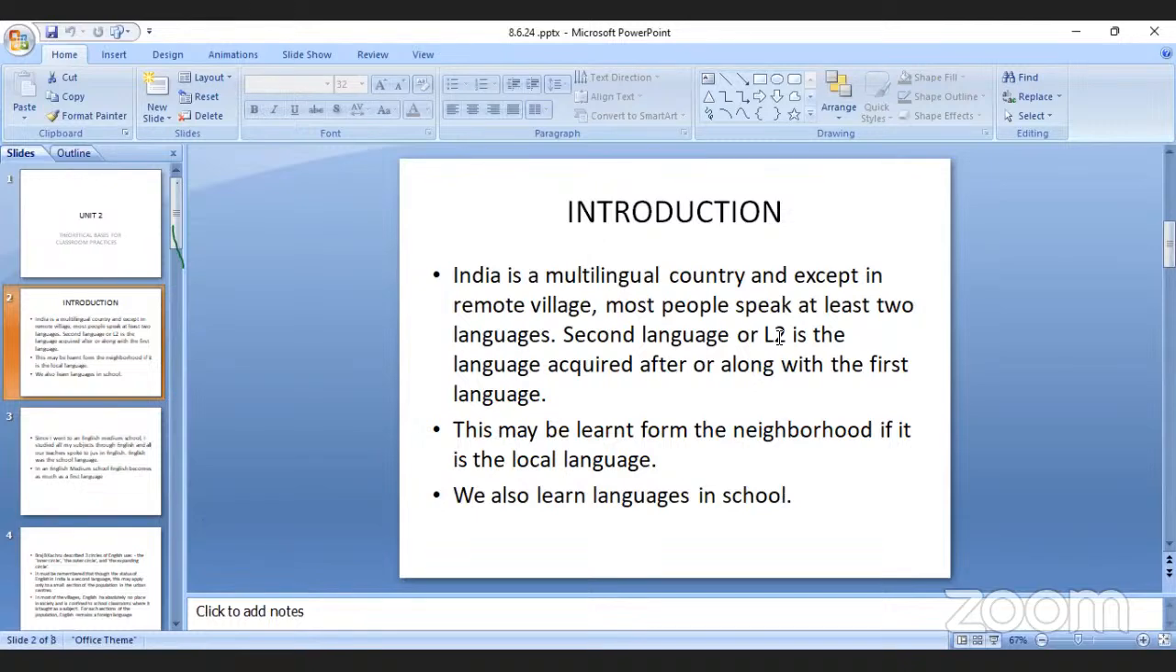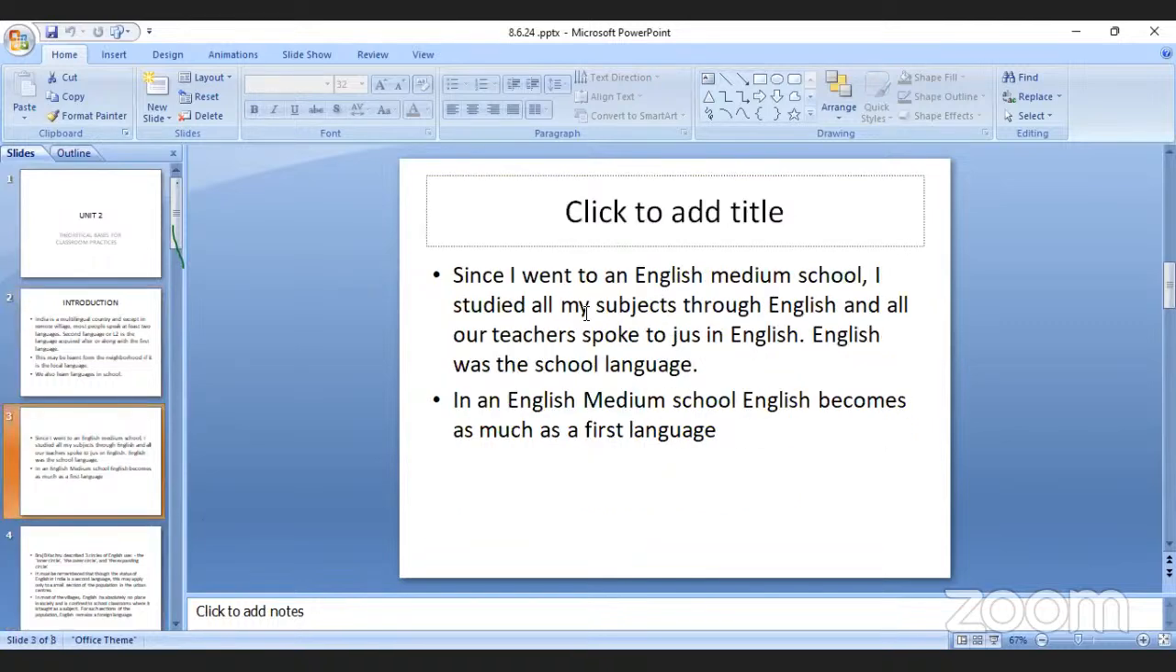So for rural area learners, the second language can be learned in the classroom, right? For urban people, the second language can be learned from the surroundings also.